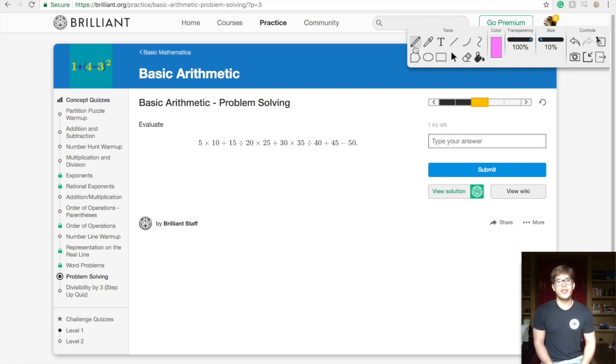So we need to remember our order of operations. Please excuse my dear Aunt Sally. We need to do parentheses first, then exponents, multiply, divide, and then add and subtract. And we'll multiply and divide from left to right. So I see we have a 5 times 10, 15 divided by 20, and 30 times 35. So these will be our first victims.